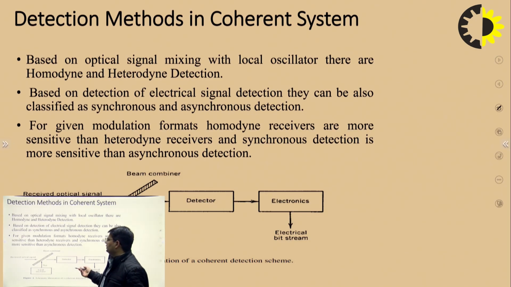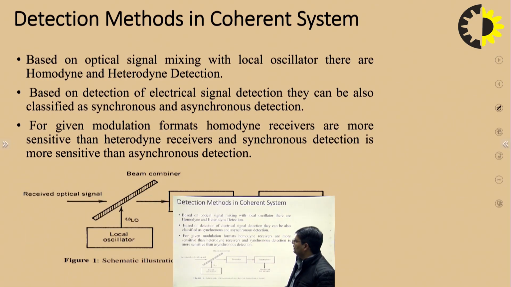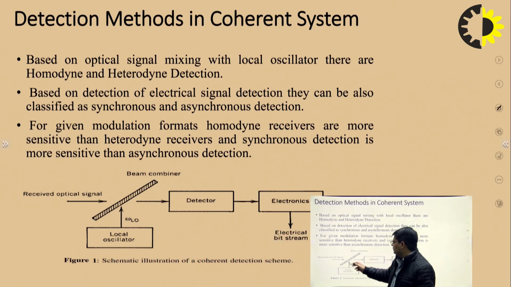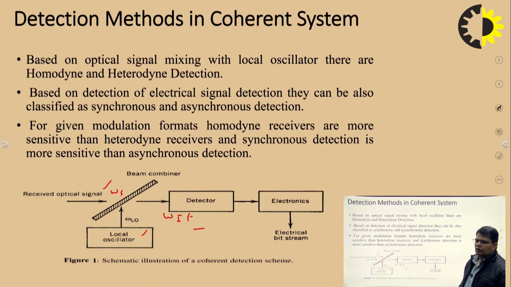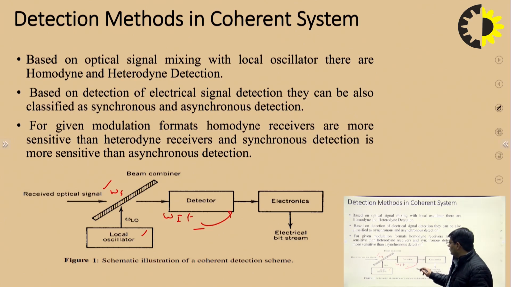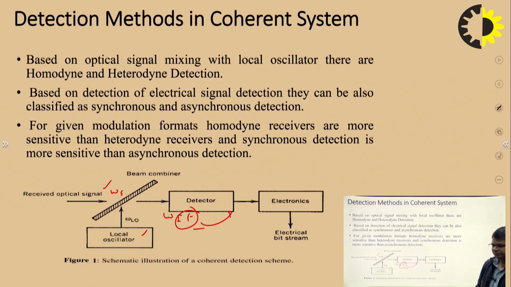So this is a simple detection process, as we have already discussed. The received optical signal, then we have a locally generated signal. These two signals are combined together and incident over the photodiode or photodetector. And after the detector, what we get is only the intermediate frequency signal allowed to pass. Then finally we have the electrical stream.